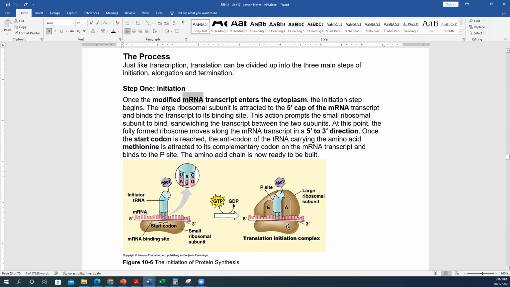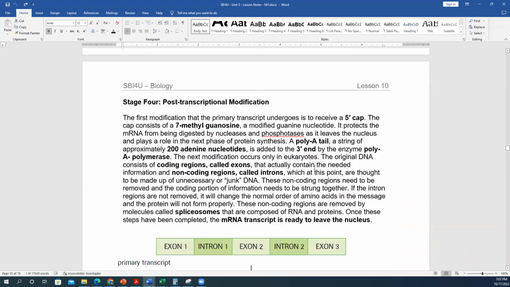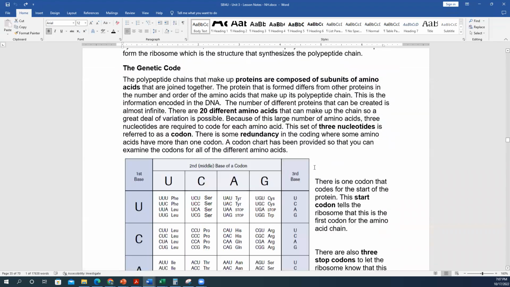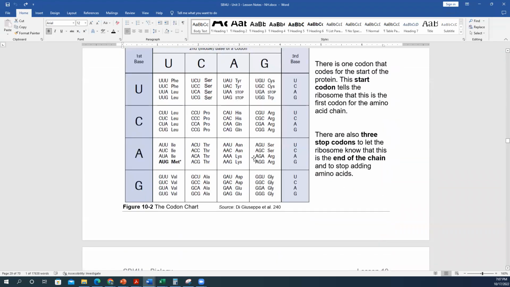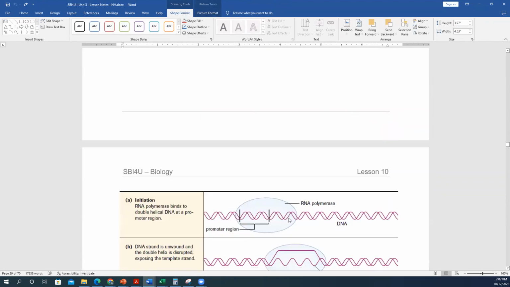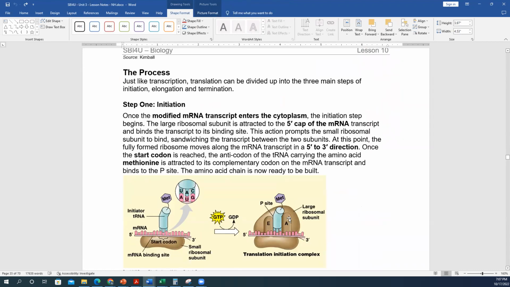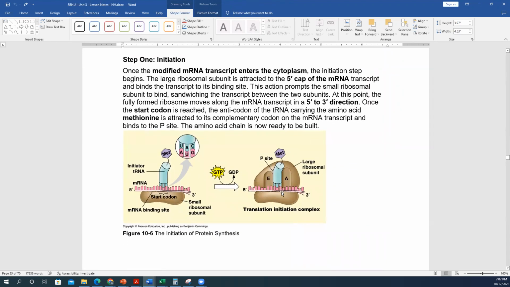And the start codon now is that codon that we were noticing on the codon chart. So once it recognizes that start codon, it knows that it should be starting translation.